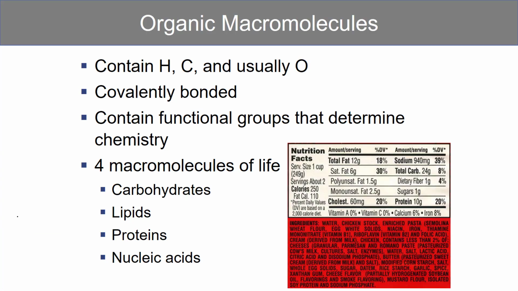Organic macromolecules contain hydrogen, carbon, and oxygen covalently bonded, and they also contain functional groups. And we'll talk about functional groups, but it's the functional group that determines the chemistry. There are four main classes of macromolecules in our body. We have carbohydrates, lipids, proteins, and nucleic acids.